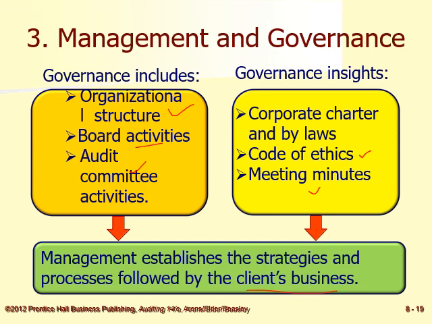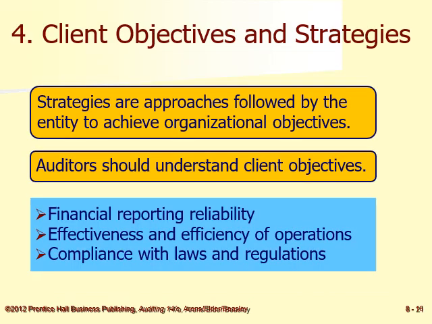And from these two observations, management can establish the strategy and process followed by the client business. Okay, number 4, client objective and strategy. So what is the strategy to be adopted? Strategy is the approach followed by the entity to achieve organizational objectives. What is the strategy provided by this client company? So the auditor should understand the client objective and also the strategy used by this client to achieve their objective.